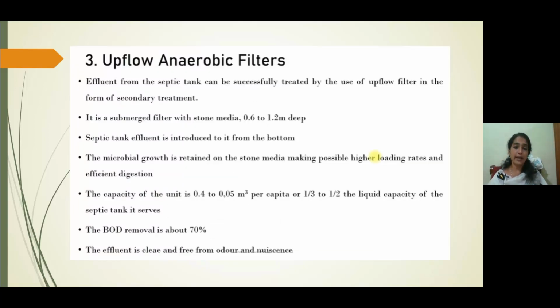Then the upflow anaerobic filters. Effluent from the septic tank can be successfully treated by using an upflow filter as secondary treatment. It is a submerged filter with stone media that is 0.6 to 1.2 meter deep. The septic tank effluent is introduced from the bottom. The microbial growth is retained on the stone media, making possible a higher loading rate and efficient digestion.